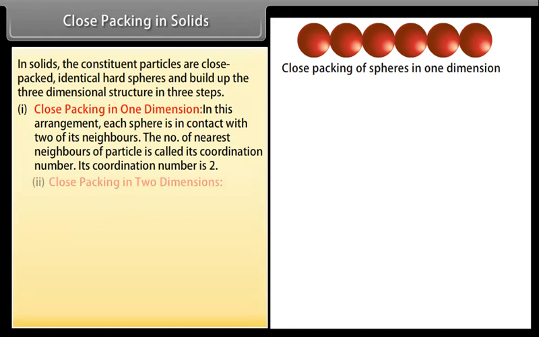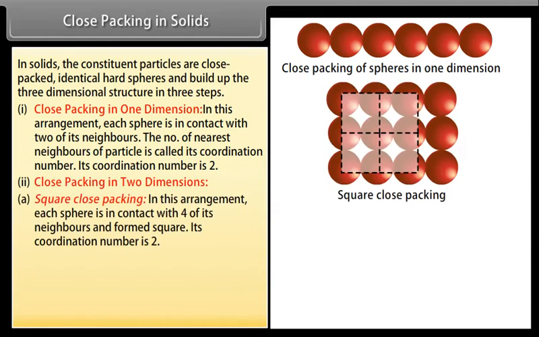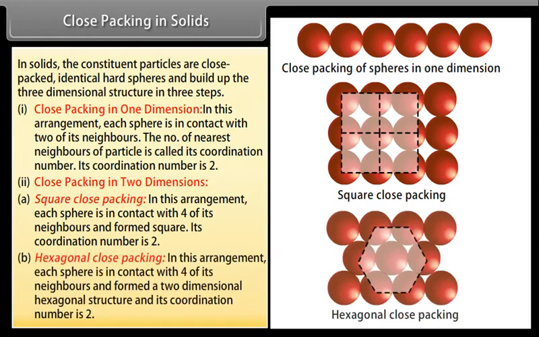2. Close packing in 2 dimensions. A. Square close packing. In this arrangement, each sphere is in contact with 4 of its neighbors and forms a square. Its coordination number is 4. B. Hexagonal close packing. In this arrangement, each sphere is in contact with 6 of its neighbors and forms a 2-dimensional hexagonal structure, and its coordination number is 6. 3. Close packing in 3 dimensions.